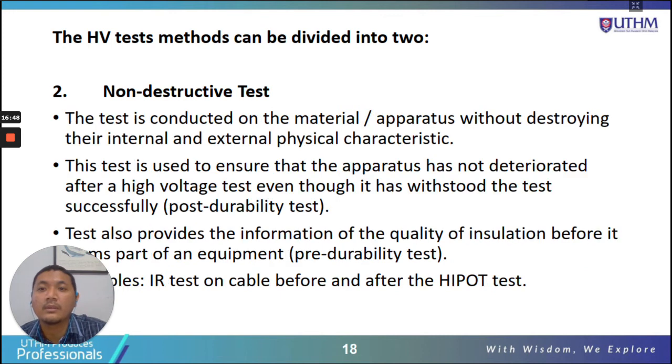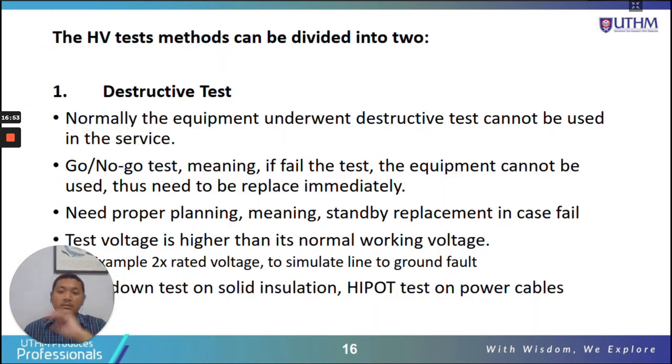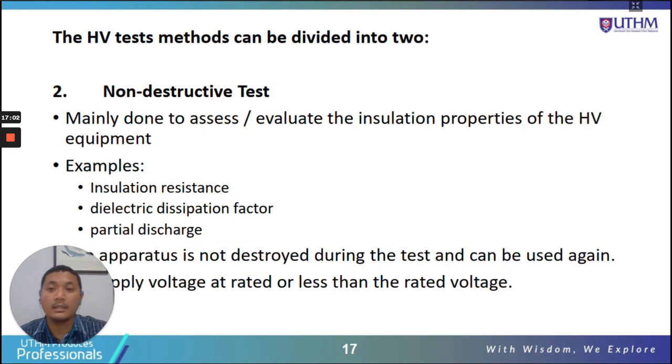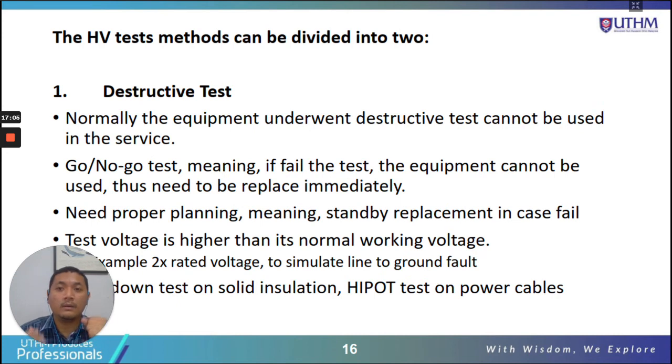So this is going back to the previous, but never mind, we just go through this quickly. In the previous video we looked at the two categories of tests, the destructive test and the non-destructive test. First one, destructive test: normally the equipment that undergoes destructive tests cannot be used in service.